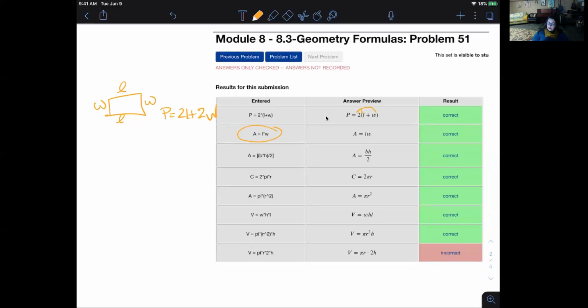And then area, here we have length times width, and that's going to give you the area of the inside. Perimeter goes around the outside.